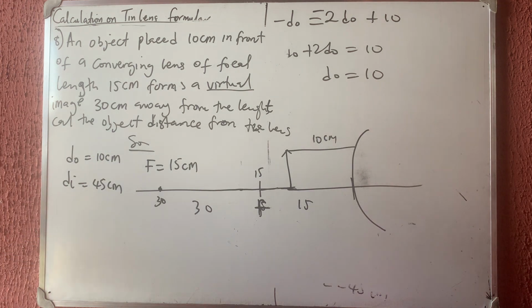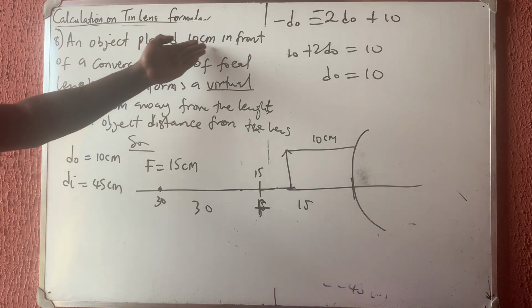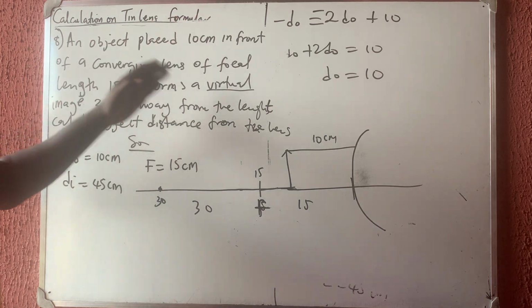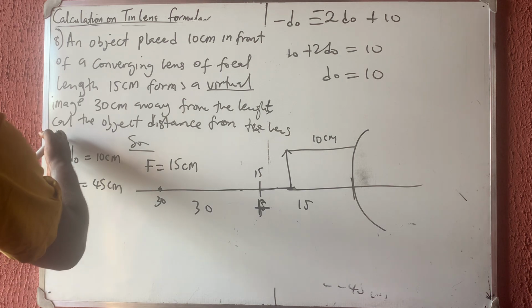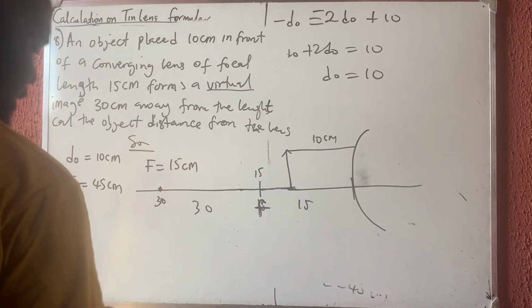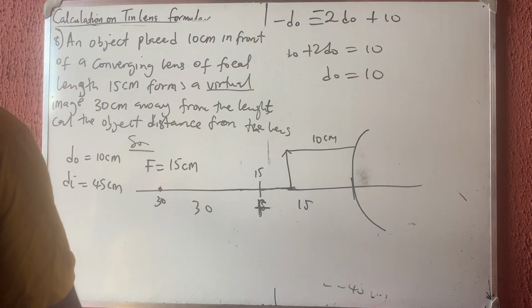So then it says we should calculate the object distance from the lens. But they've already told us that an object is placed 10 cm in front of a converging lens. So why are they asking us again to calculate the object distance from the lens? There is a mistake in this question.